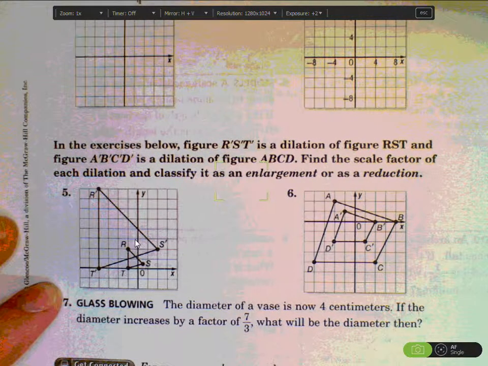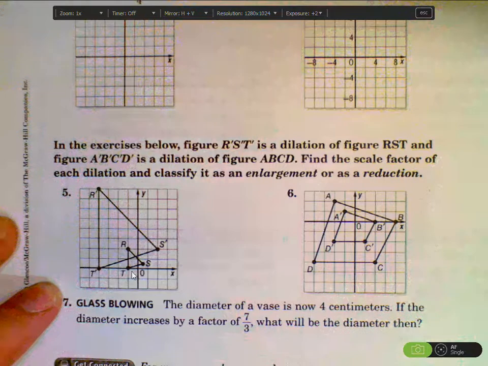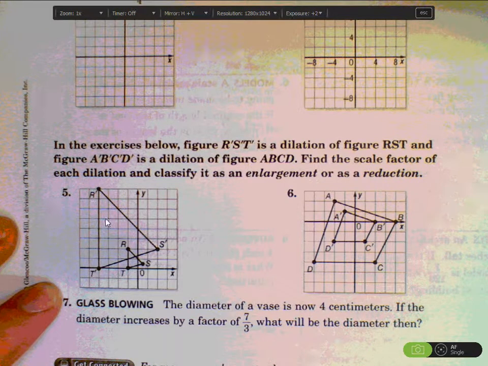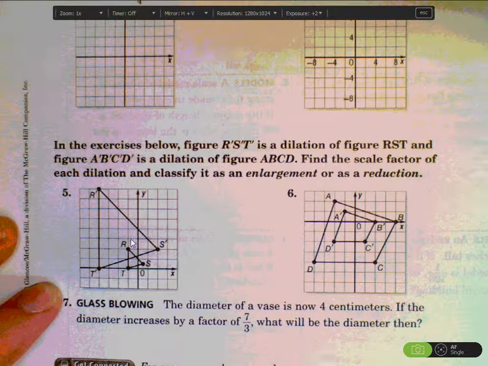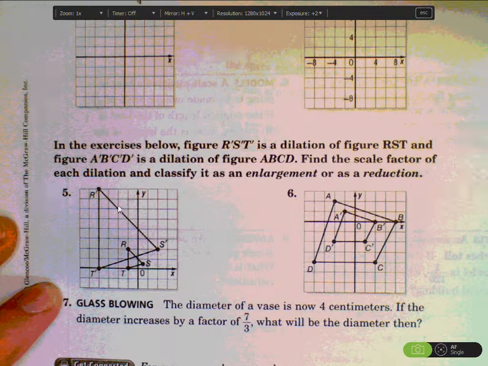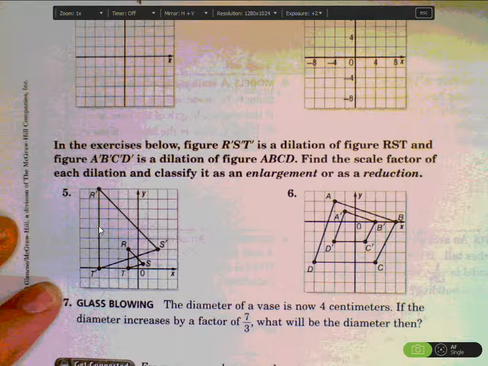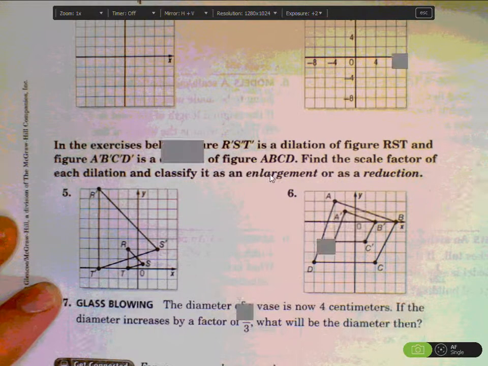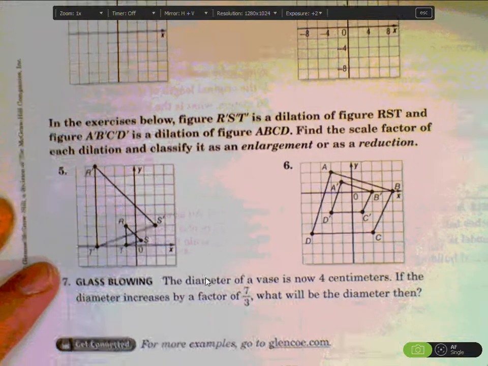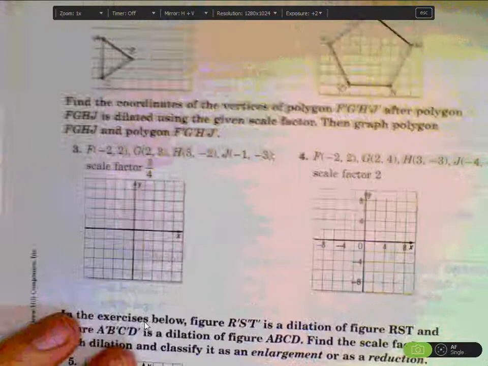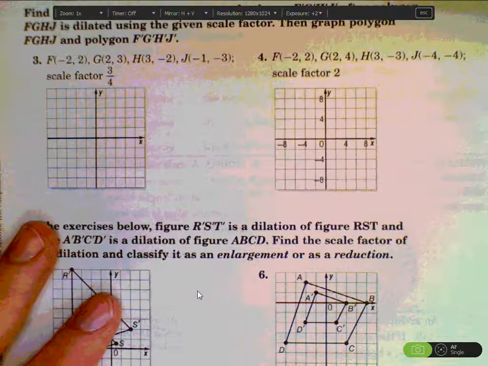There you go. These are just R, S, T. Oh, this is R prime, S prime, T prime. So this was the original figure, and then this is our image. So if we went from small to large, it must have been an enlargement, right? So the homework, that part, we just did an example of that.